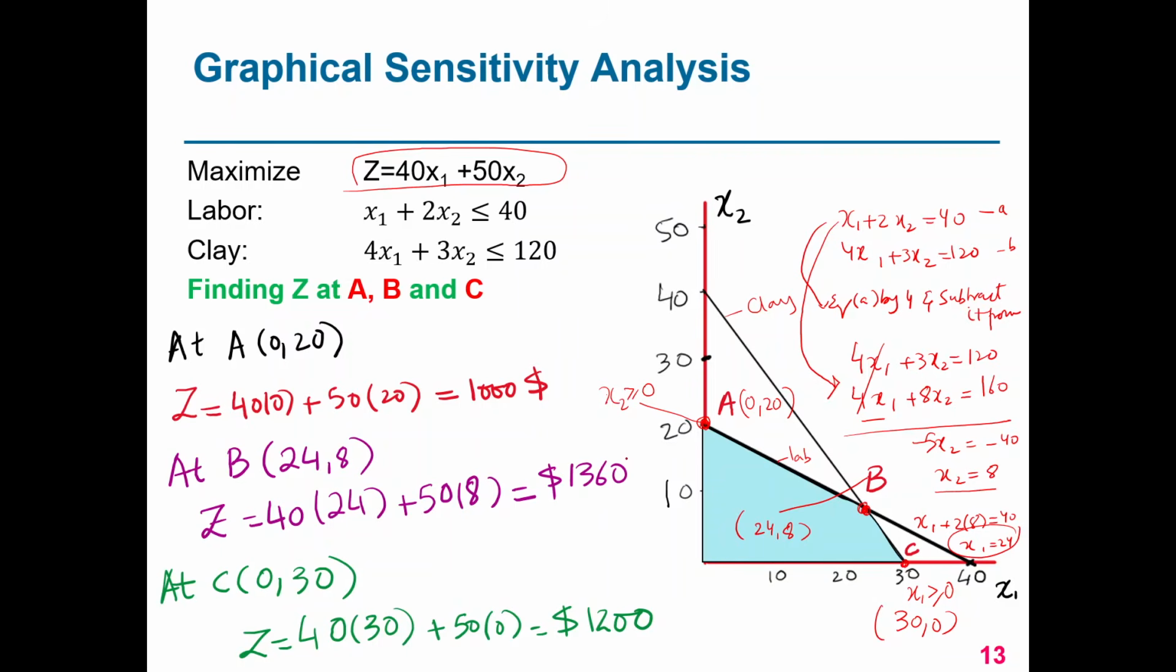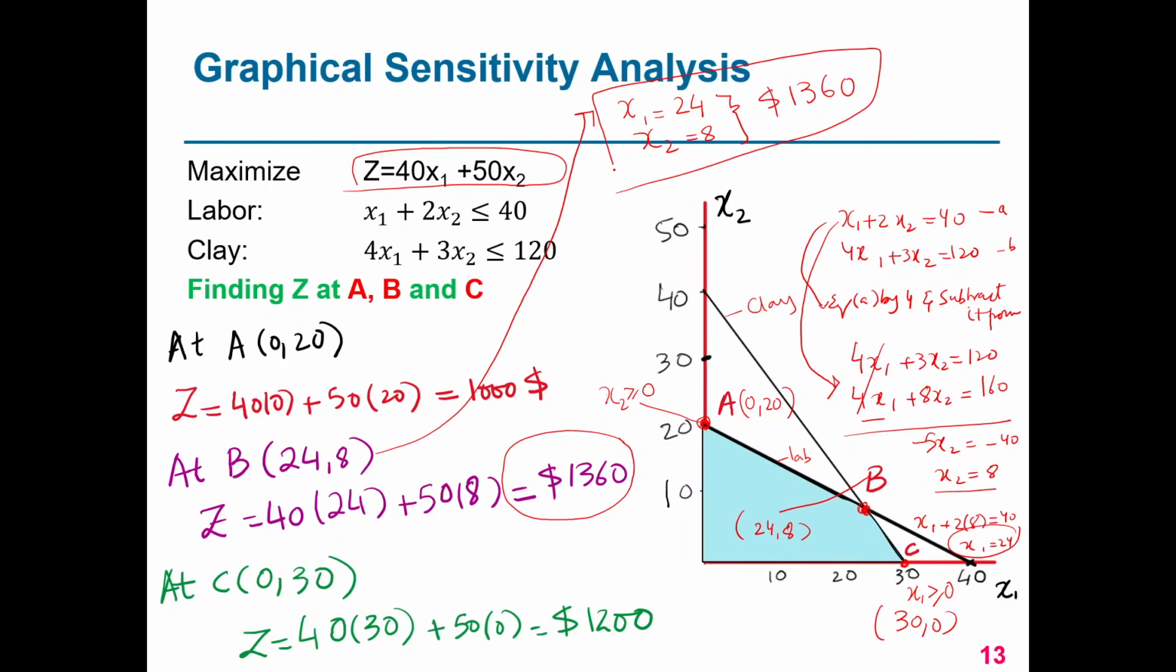So this gives us the optimal solution, and we see that the maximum profit can be achieved by using the product mix according to point B. Point B means that we are going to produce x1 in the quantity of 24 and x2 in the quantity of 8, and if we do this we will have a profit of $1,360. So this is the first step to finding an optimal solution. So we are done with it.